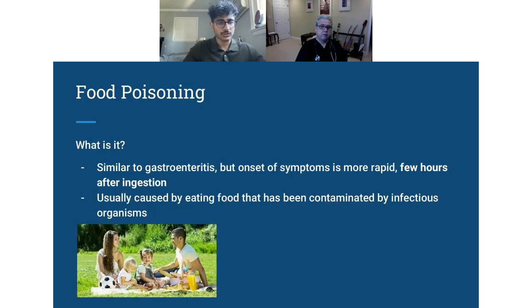So food poisoning is also pretty similar to gastroenteritis, but the onset of symptoms is much more rapid. It's usually a few hours after ingestion. It's caused by eating stuff that's been contaminated by infectious organisms. Usually it's bacterial. Here, I have a picture of a family at a picnic because classically, a picnic has a lot of bacterial contamination that can occur when you put food on the ground. It can put it at higher risk of being contaminated.